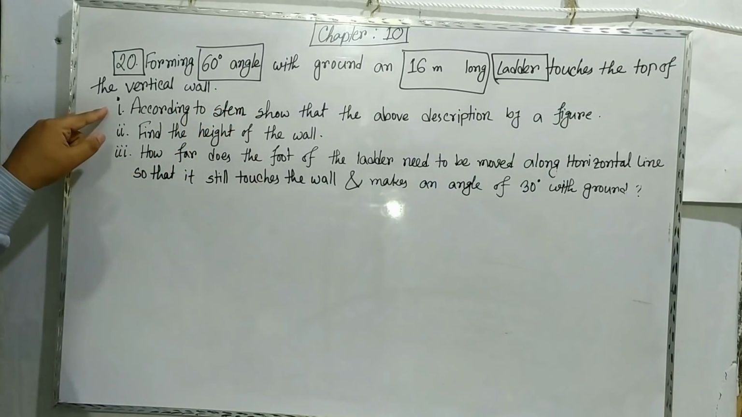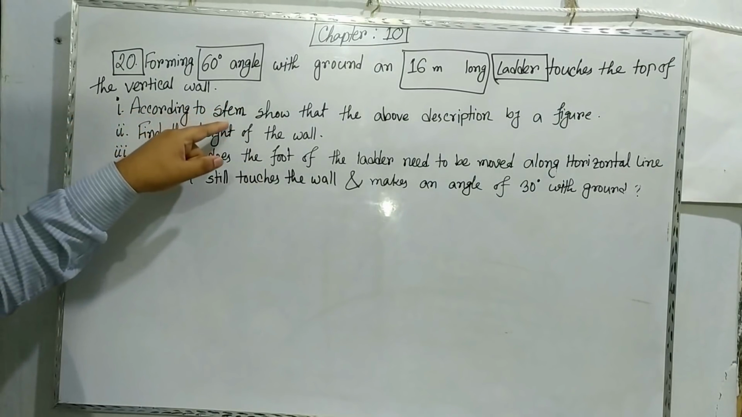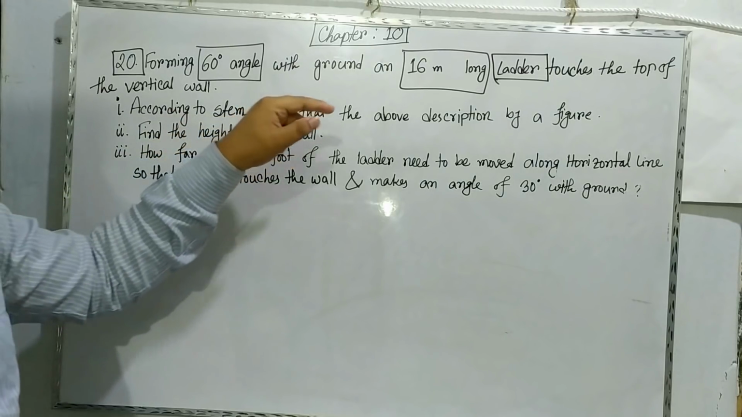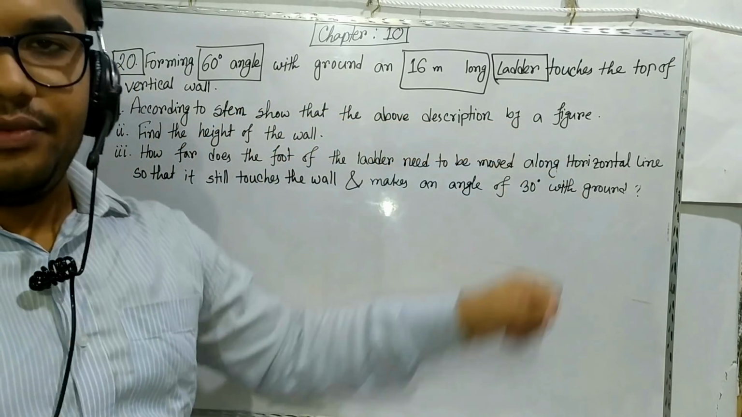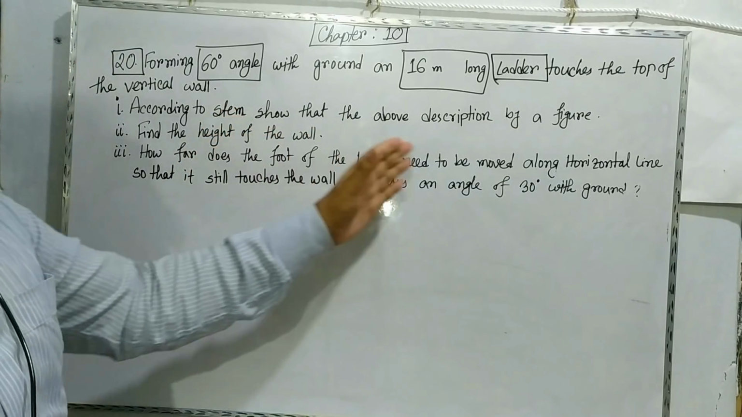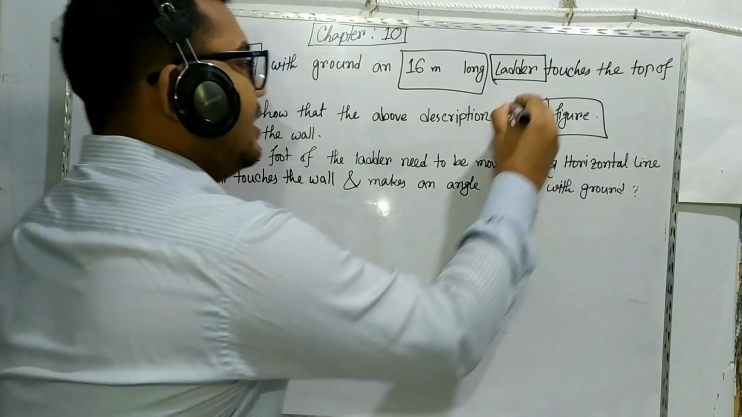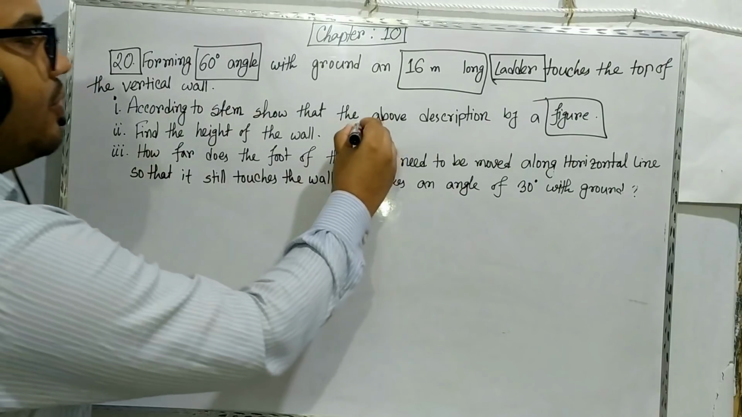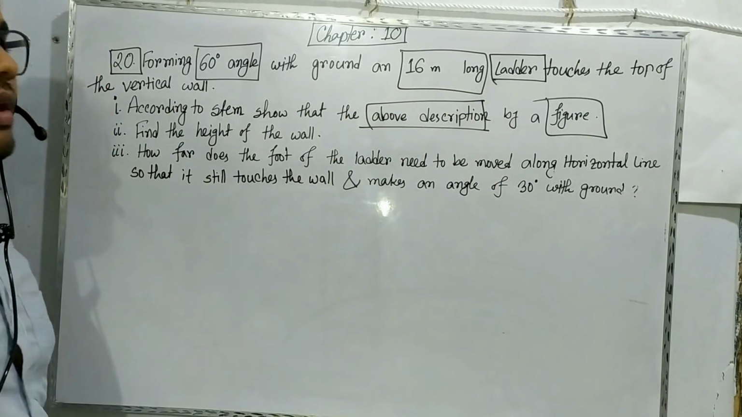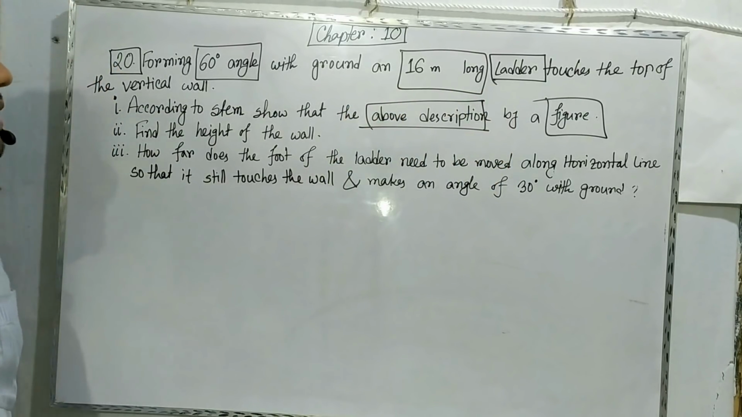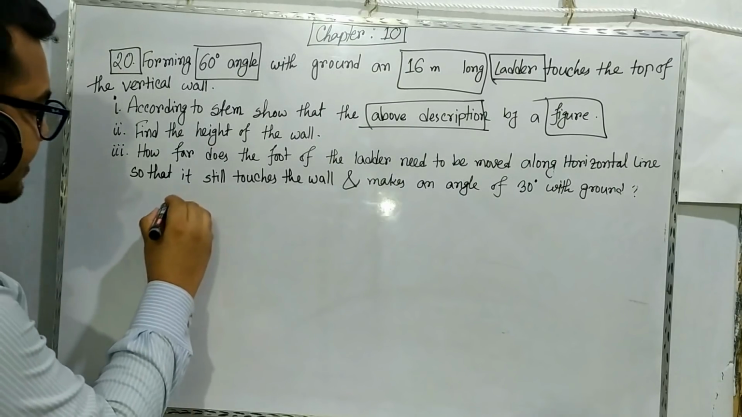So our first question says, according to the stem, show the above description by a figure. So here you just have to draw a figure and write something, or give a description. How can we go about these types of questions? It's very easy.